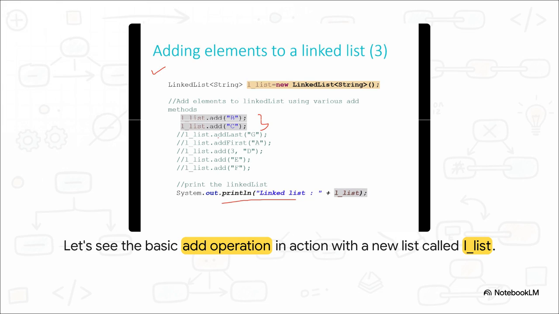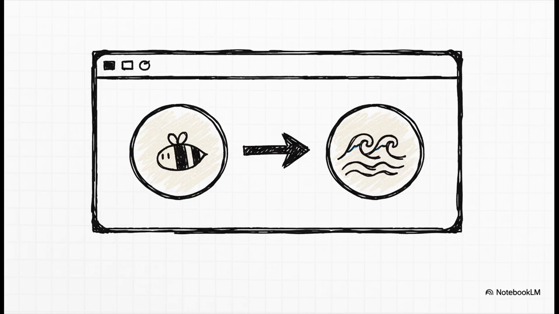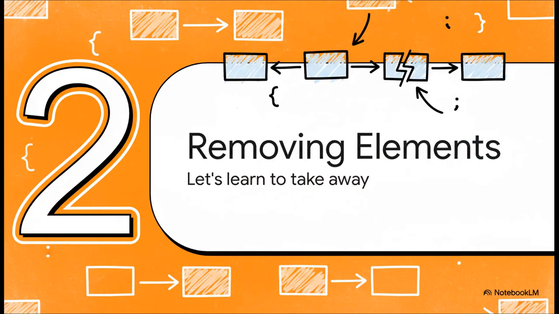Okay, let's look at the absolute simplest case. We make a new list, LList, and we add just 2 things, B and then C. So when we go to print it, what do you think we're going to see? And yep, there it is. The output shows a list with B followed by C. It works just like you'd expect. Simple as that.